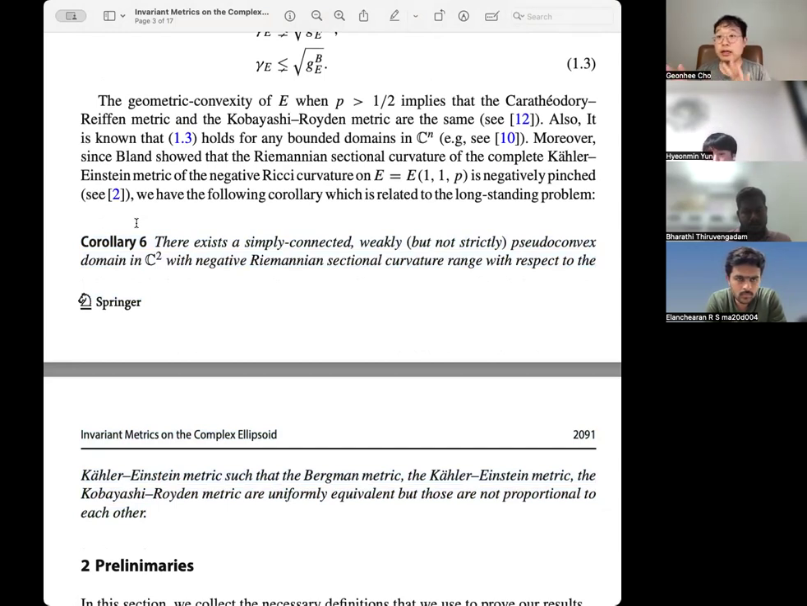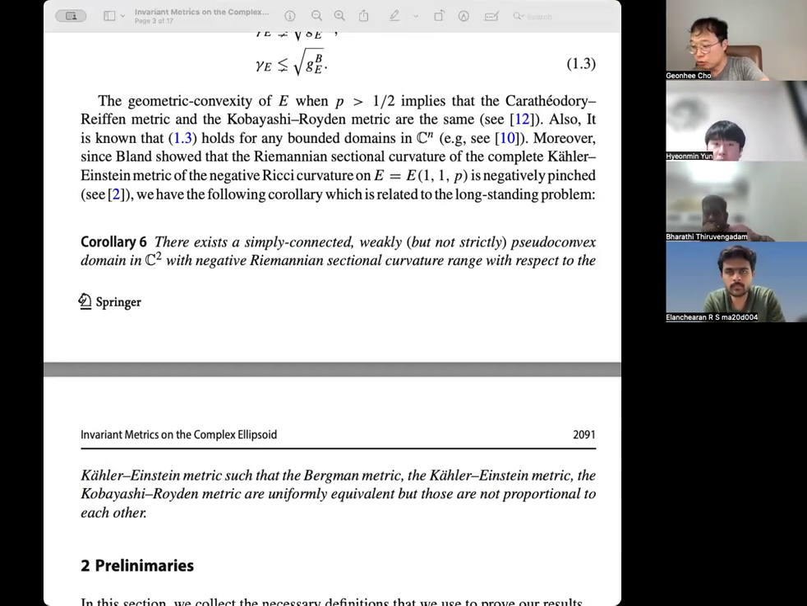So this satisfies all the conditions of the big conjecture. This is complete, simply connected, non-compact, whose Riemannian sectional curvature is negatively pinched, but not strictly pseudoconvex. This is weakly. Is that okay with you? I just confirmed this from an elementary calculation with the explicit form of the Bergman kernel. So that's it, and let me now go back.